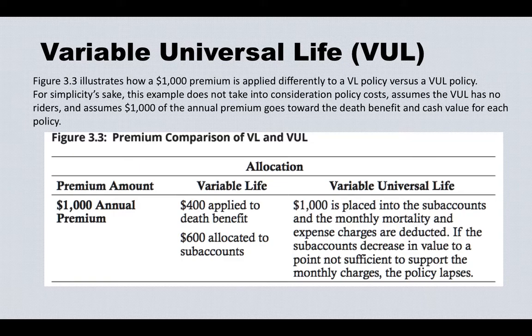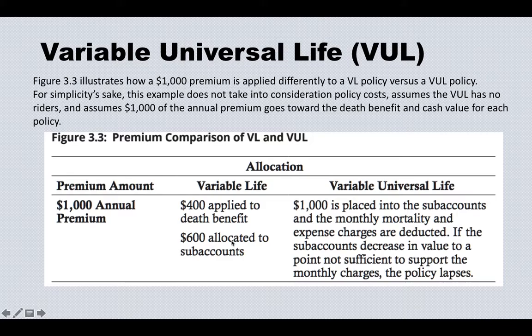Let's see, you put the $1,000 annual premium in for variable life. So $400 is going to apply to the death benefit. Then $600 is going to be allocated to the separate account. So you can see that's why they guarantee you a minimum death benefit, because they put some of the premium toward building your death benefit. Then the $600 goes into the sub account. You know that the sub account has investment options. You choose the investment option. You bear the investment risk.